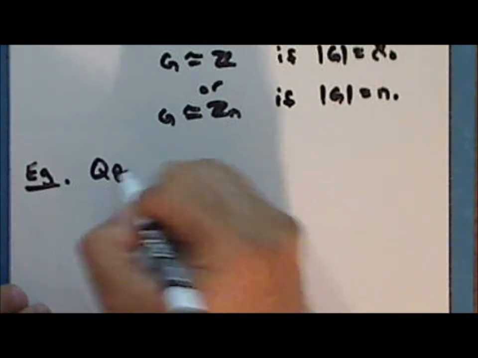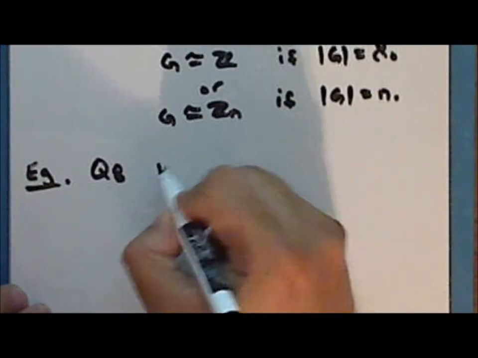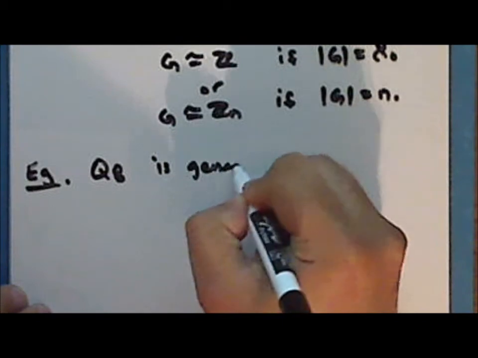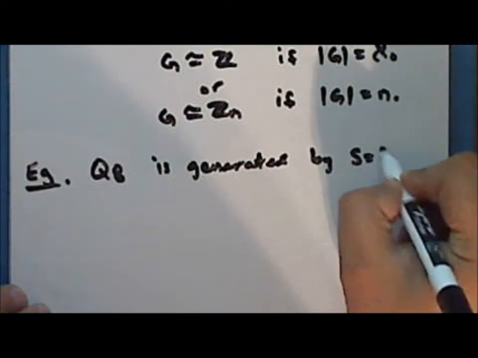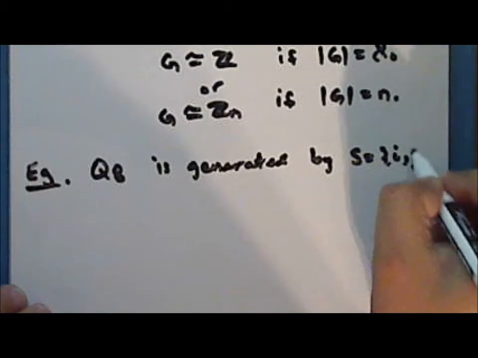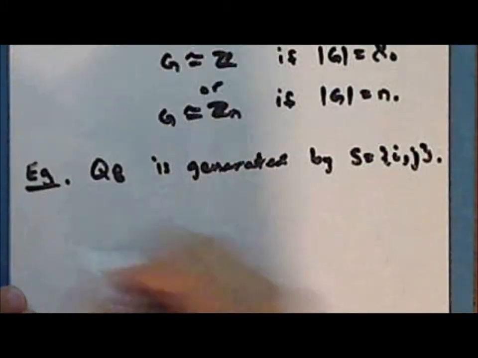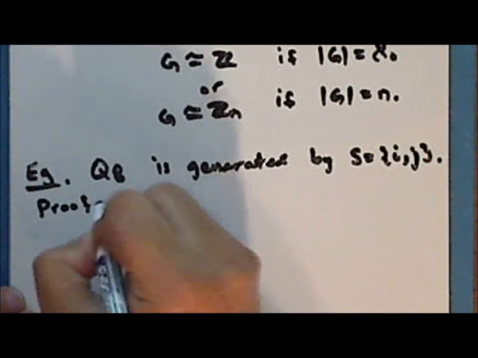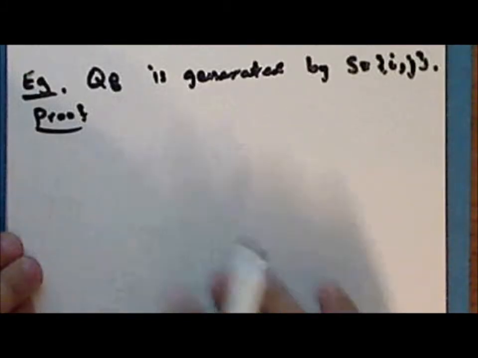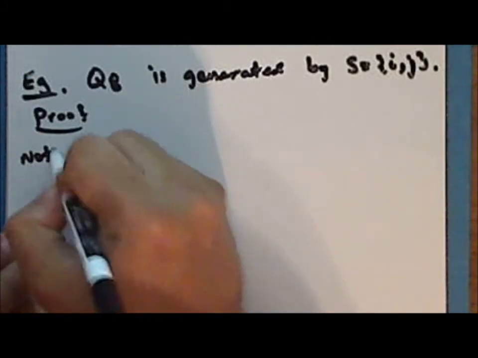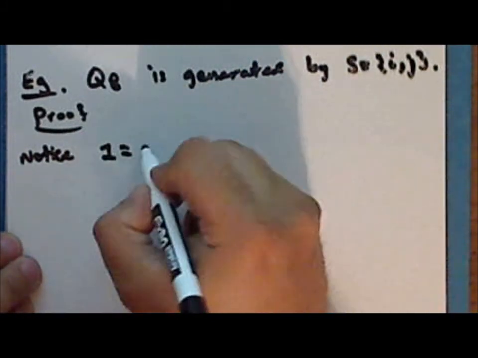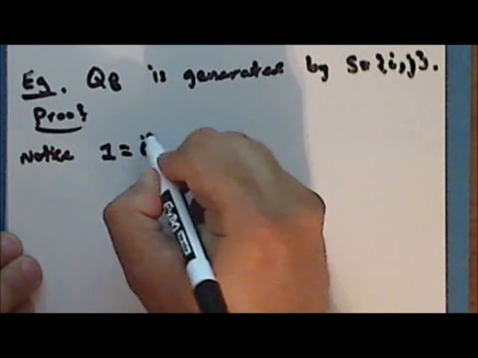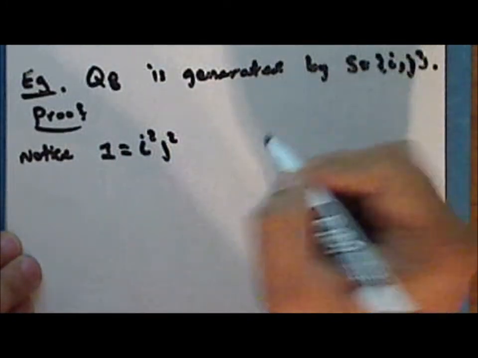We will show that the group of quaternion units is generated by the set S, which contains the elements I and J. So, proof. Notice that 1 can be represented as the product I squared times J squared.